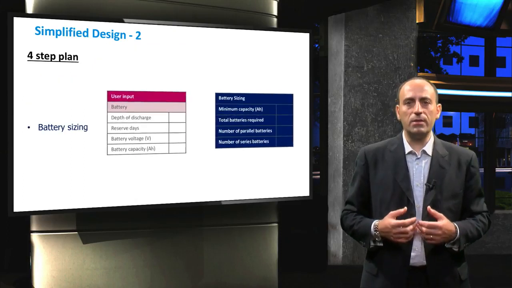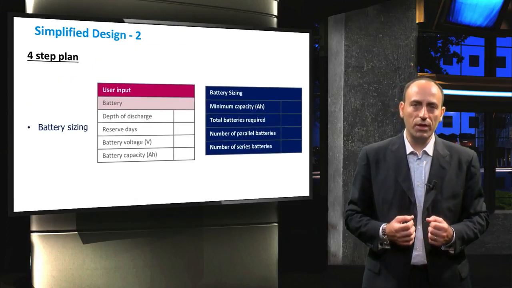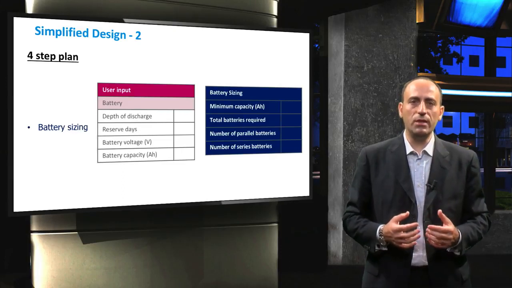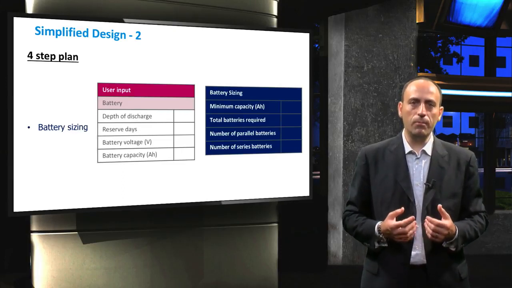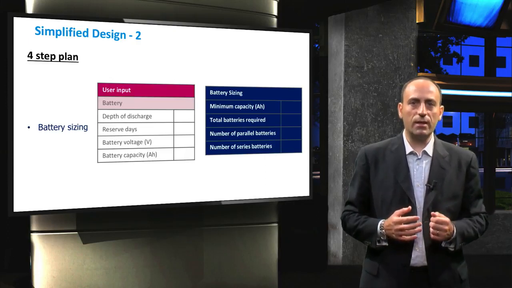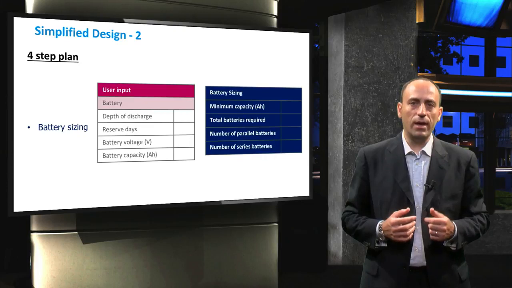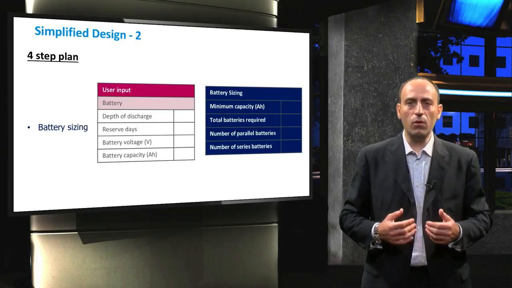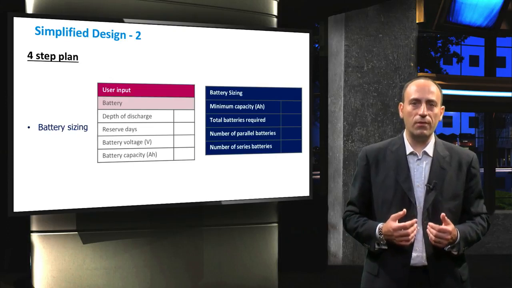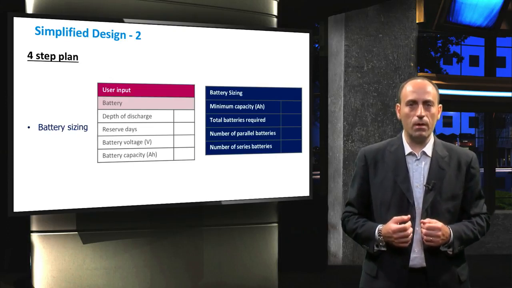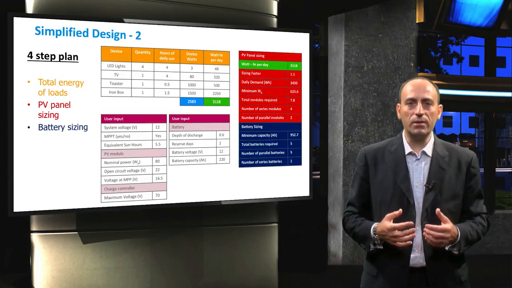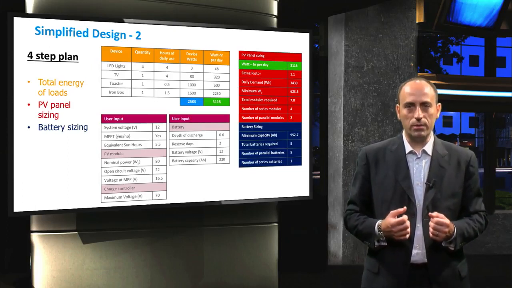The next step is designing the battery configuration of the PV system. For this, we enter the input details of the selected battery in the input table to the left. These inputs include the design depth of discharge value and a number of reserve days, followed by entering the nominal battery voltage and the nominal battery capacity parameters. Based on these, the battery bank is sized by calculating the minimum required ampere hours.